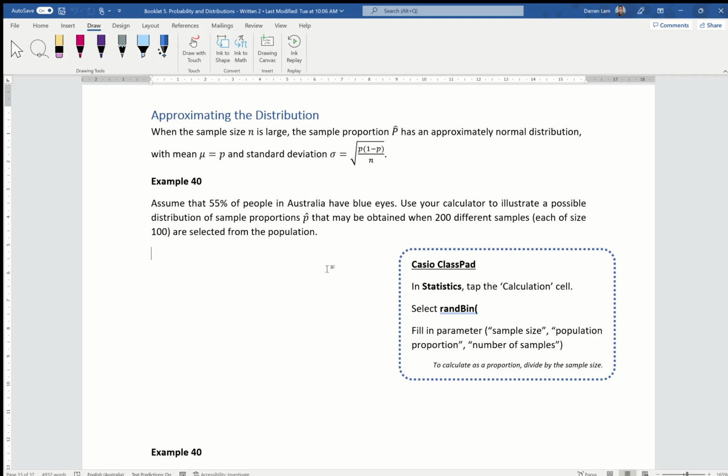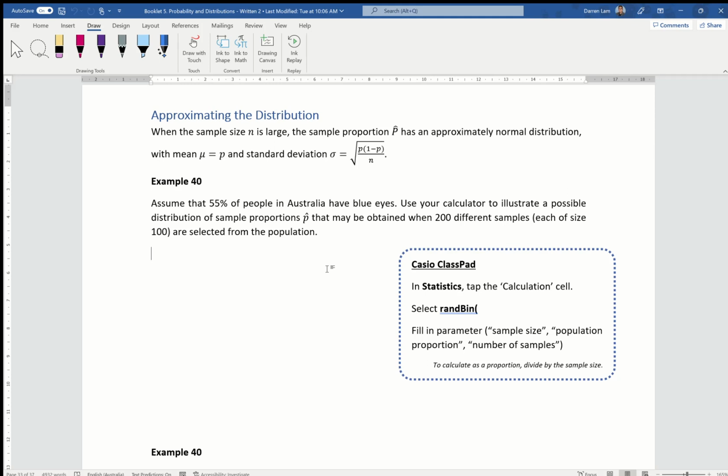Okay, so 200 different samples. We're saying if I grab 200 different samples, and they're random samples, so we're assuming they're going to have very similar ideas. And if each one is 100, what is the probability, or the average, of that amount of people having blue eyes?